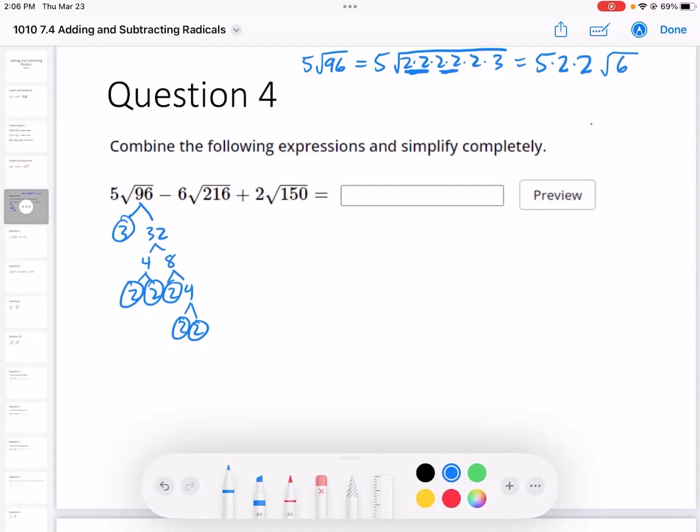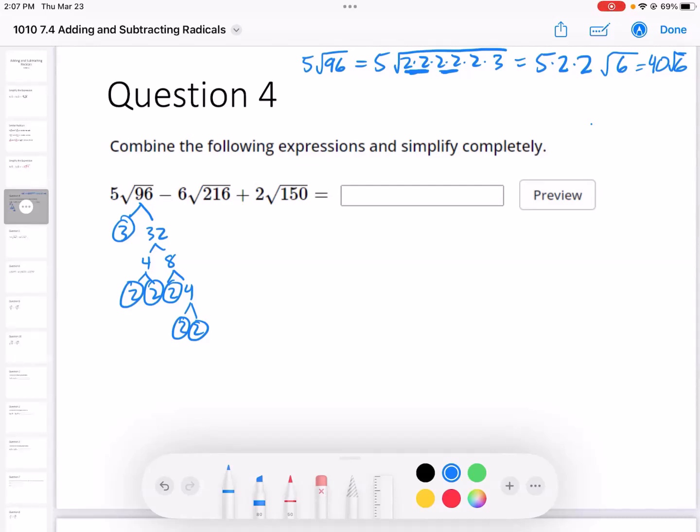Then you can simplify the stuff outside because 5 times 2 is 20, times 2 is 40. So this will simplify to 40 square root of 6. So that's kind of a review of what we did yesterday. Do you guys have any questions on that?